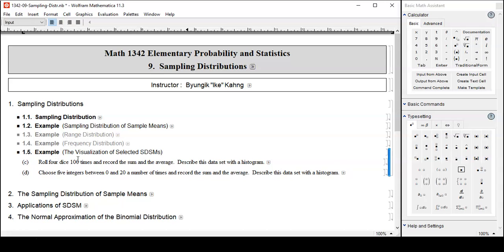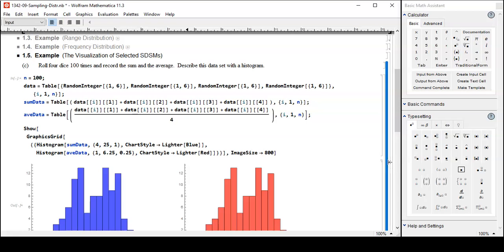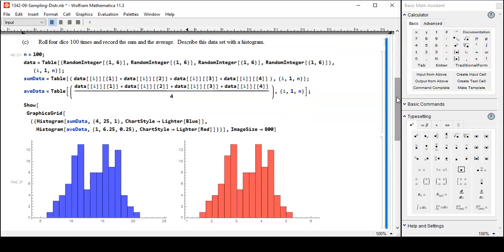Okay, here we go. Roll 4 dice 100 times and record the sum and the average. Previously, it's the same as rolling 20 dice, but for visualization purposes, that's too much. 4 dice was sufficient, and as you can see, sufficiently complicated. Look at the blue histogram here. That's for the sum. The smallest possible number I'm going to get is 4: 1, 1, 1, 1. And then the largest possible is going to be 24: 6, 6, 6, 6. And then we have this kind of distribution for this particular 100 rolls.